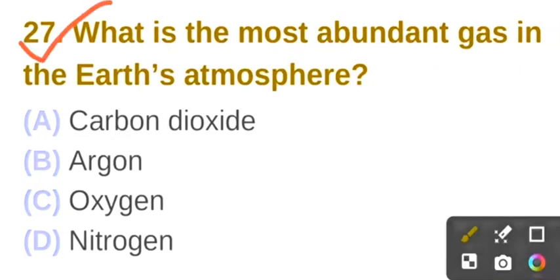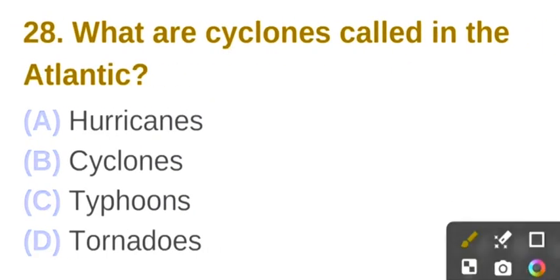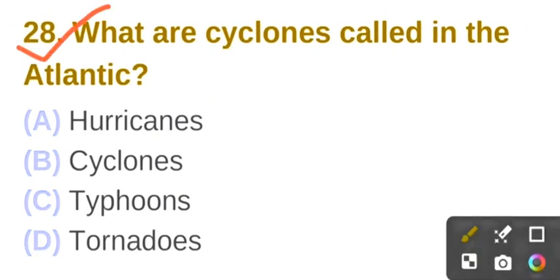Question number 27. What is the most abundant gas in the Earth's atmosphere? The correct answer is option D, nitrogen. Question number 28. What are cyclones called in the Atlantic? The correct answer is option A, hurricanes.